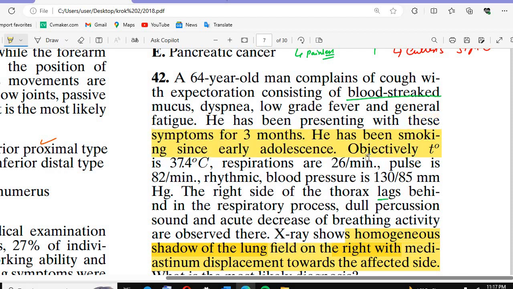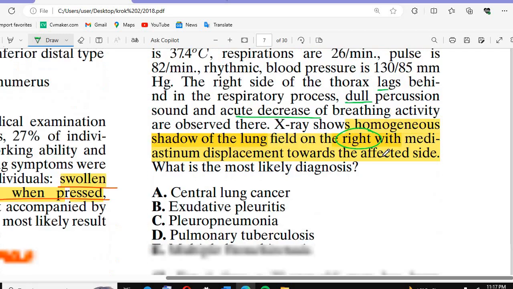Respiration rate is given, blood pressure, the right side of the thorax lags behind in the respiratory process, dull percussion, acute decrease are observed there. So we can see the observations: right side of thorax lags behind in respiration, dull percussion and acute decrease of the breathing activity are observed there. There is a homogeneous shadow of the lungs on the right with the mediastinal displacement towards the affected side.